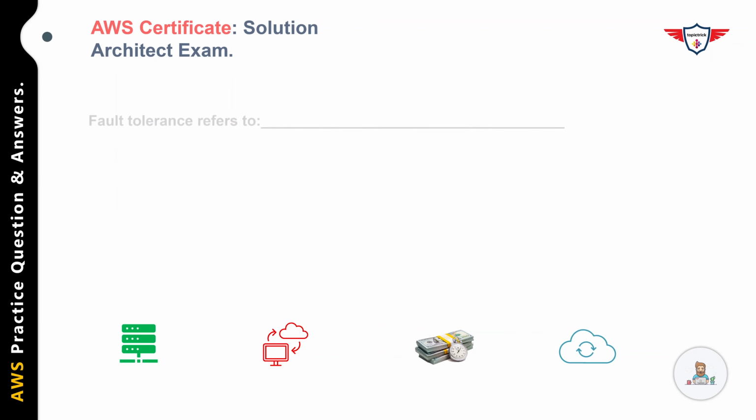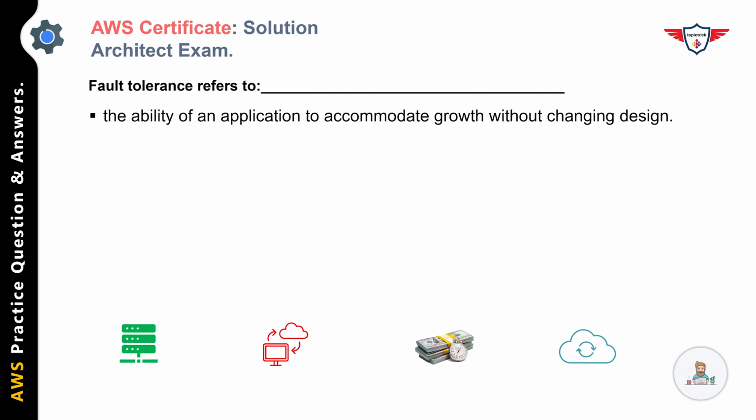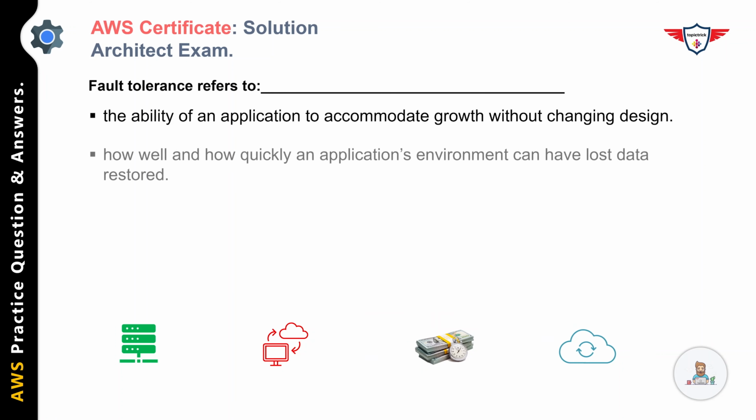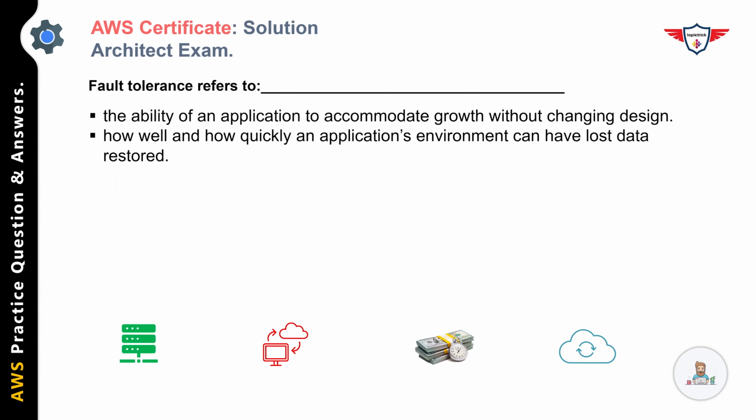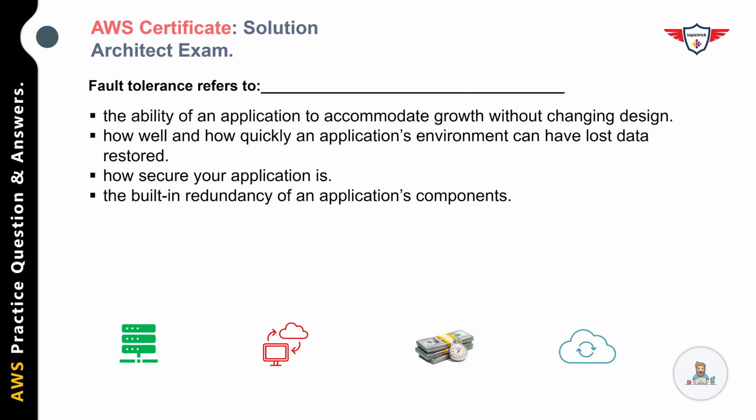Complete the sentence. Fault tolerance refers to, and your options are: the ability of an application to accommodate growth without changing the design; how well and how quickly an application environment can have lost data restored; how secure your application is; and the last option is the built-in redundancy of an application component. The correct answer is the built-in redundancy of an application component. And you must know that built-in redundancy is the core principle of a fault-tolerant system.